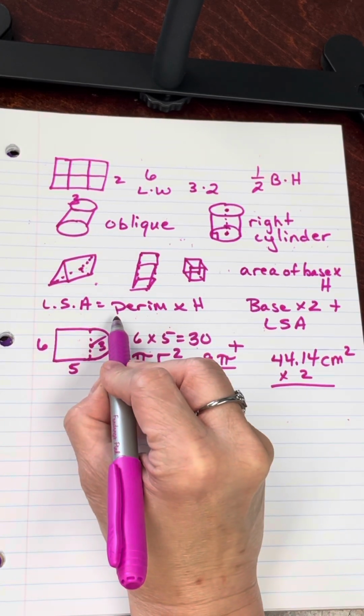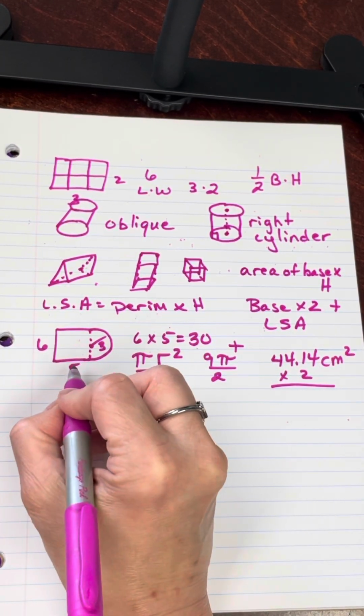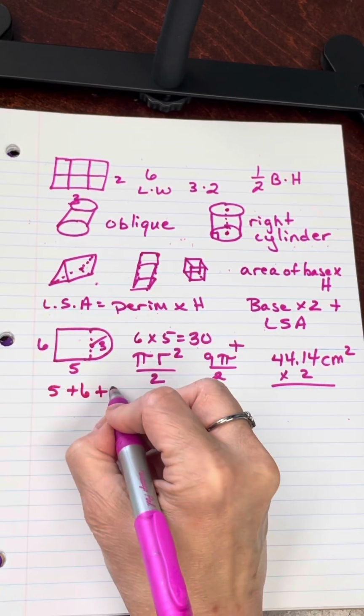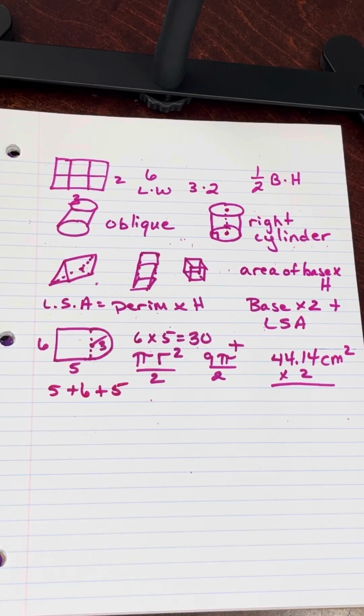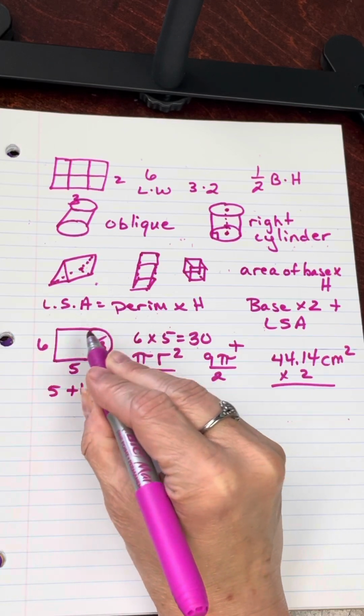So we know that that is the perimeter of the base times the height. So what is the perimeter of this base? 5 plus 6 plus this side is also 5. I believe they labeled that on the original. I just didn't put it on here. Plus, and now I need the perimeter for the half a circle.